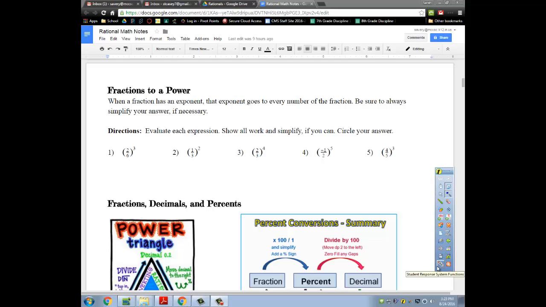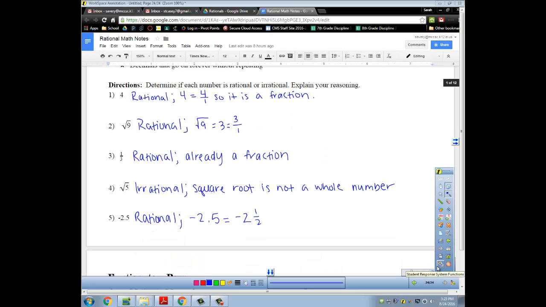Here we're going to be doing fractions raised to a power. So we're going to see fractions with an exponent. And they're going to look really scary at first, but really it's not that bad as long as you are good with exponents.